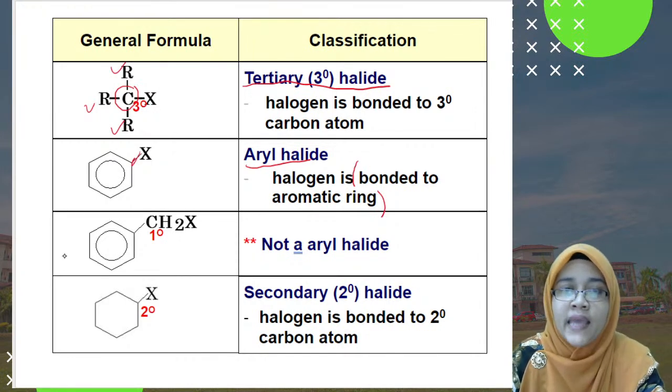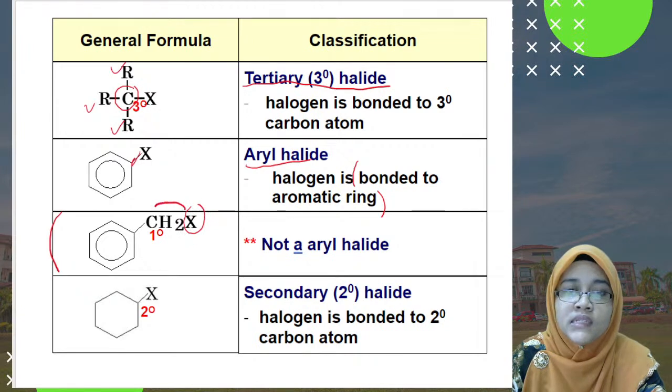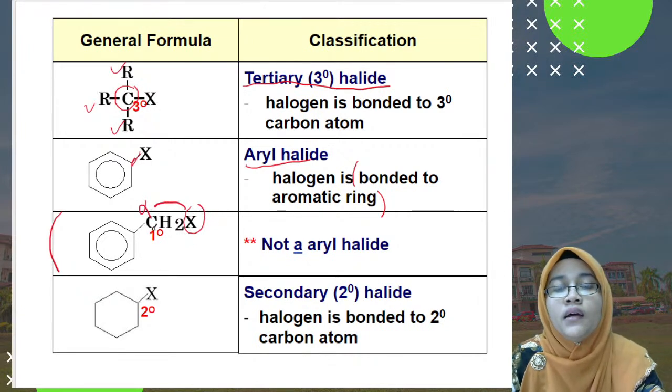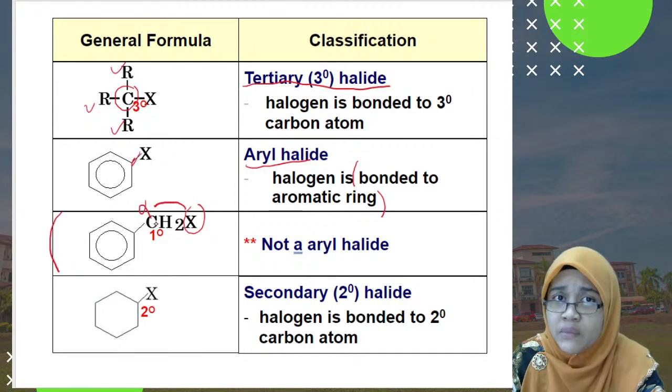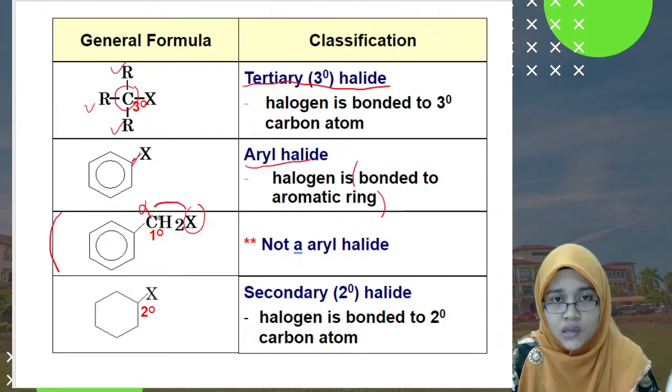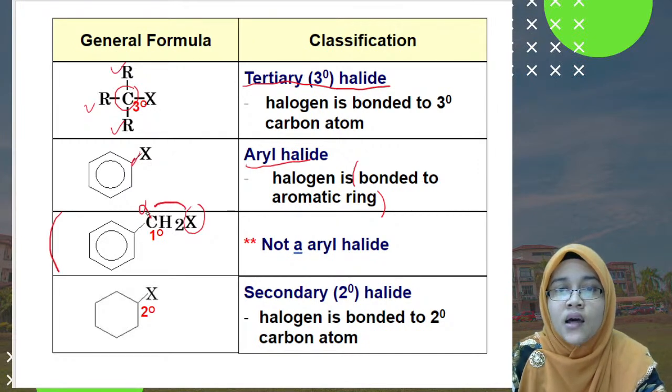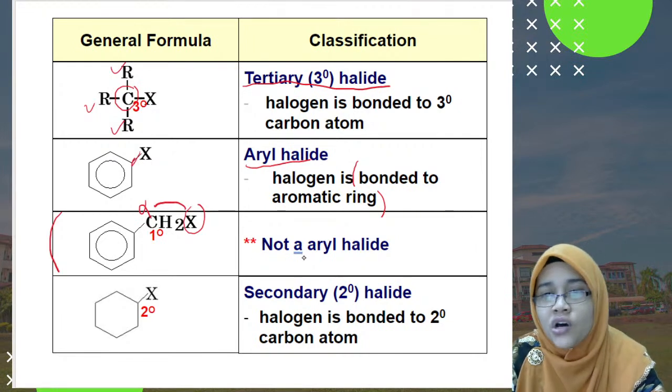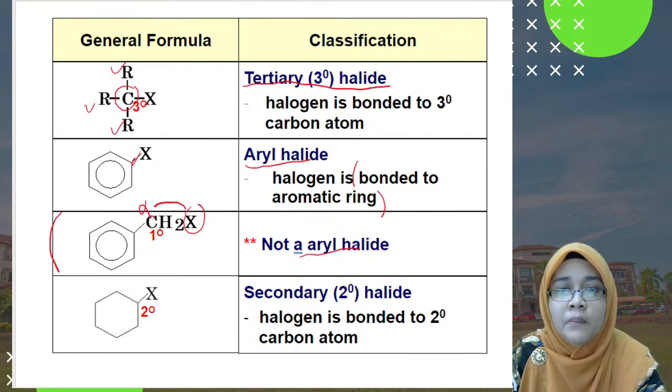Compared to the next compound here, this halogen is not directly bonded to benzene but is bonded to this carbon. This is your alpha carbon. This alpha carbon is not in the benzene ring, so it is classified as normal, as I taught you earlier. So this alpha carbon is primary, has a primary class. So automatically it is not an aryl halide because this is not a benzene carbon, and we can classify it as a primary halide.